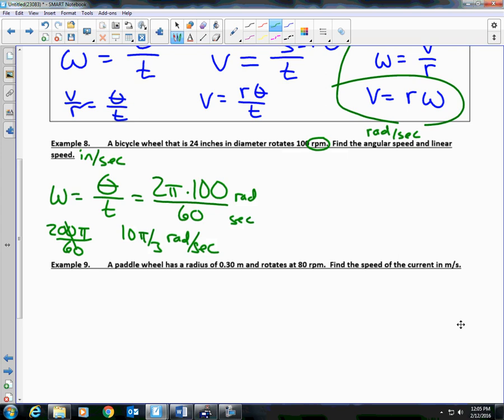Some people might wonder, why would you ever want to know angular speed? Why not just rely on the rotations per minute? Fine. But if we want to calculate the velocity, then having that value is going to make it really easy to calculate the velocity.